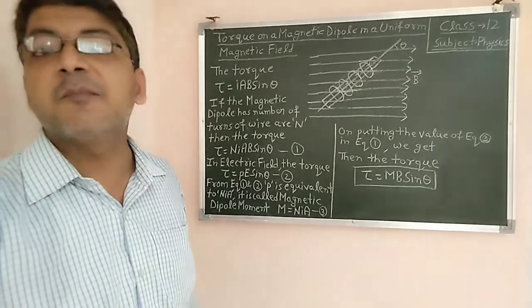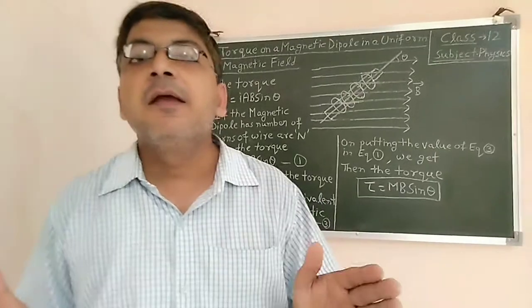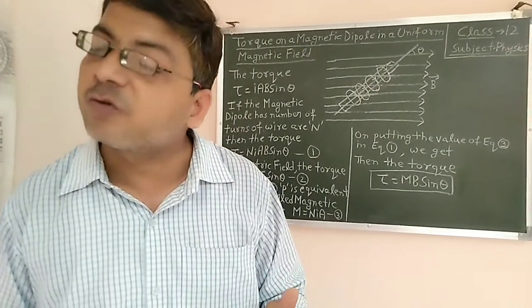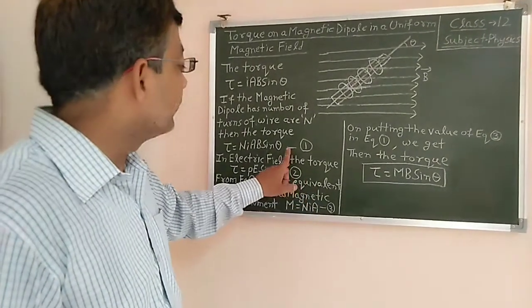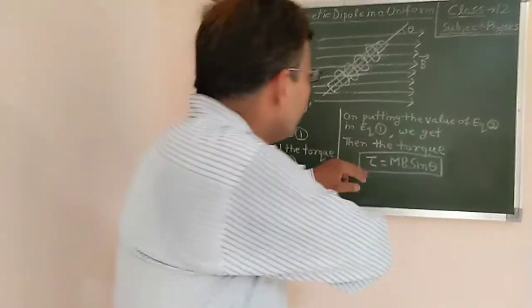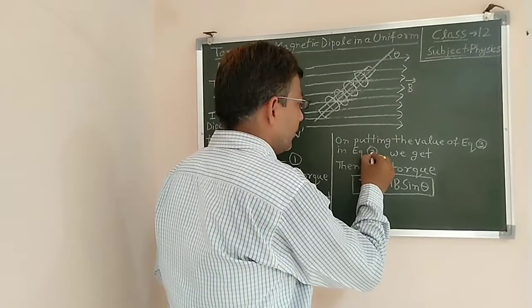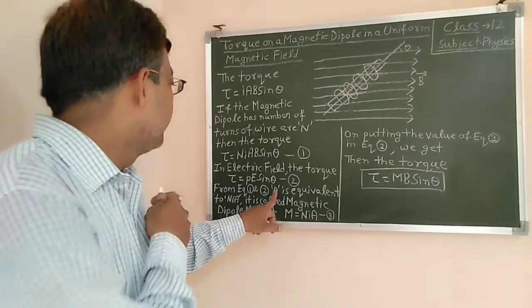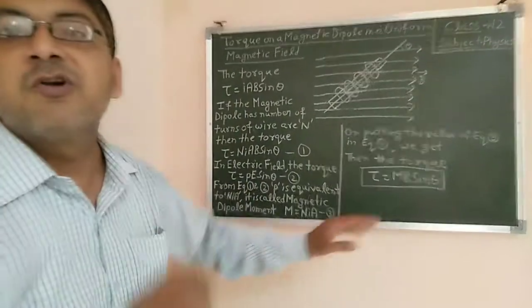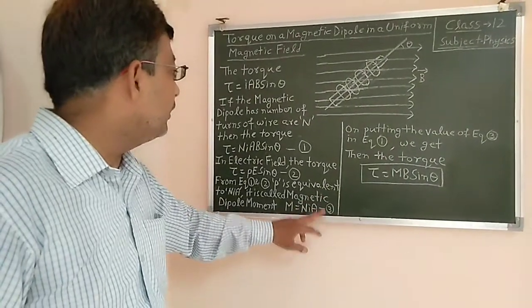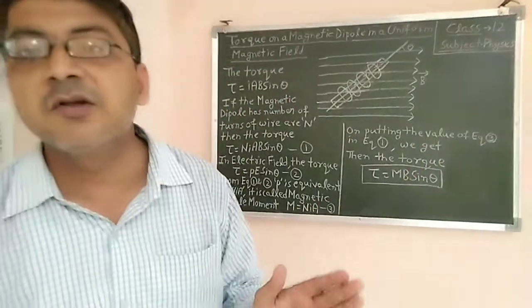What is the unit of magnetic dipole moment? The unit of current is ampere and the unit of area is meter square, so ampere into meter square. On putting the value of equation 3 in equation 1, we get torque equals MB sin theta.